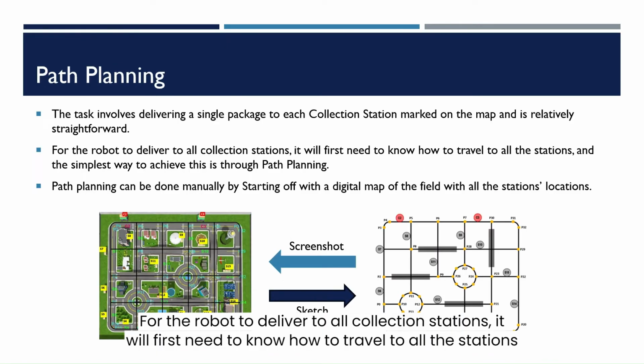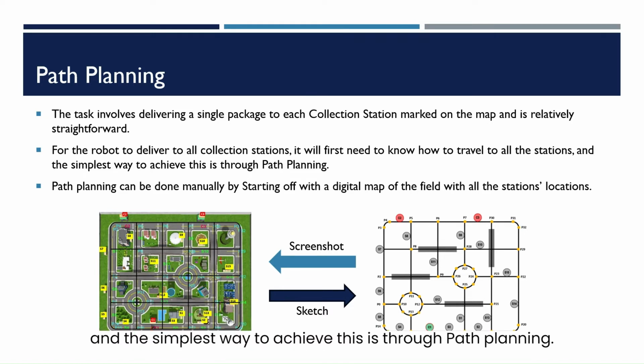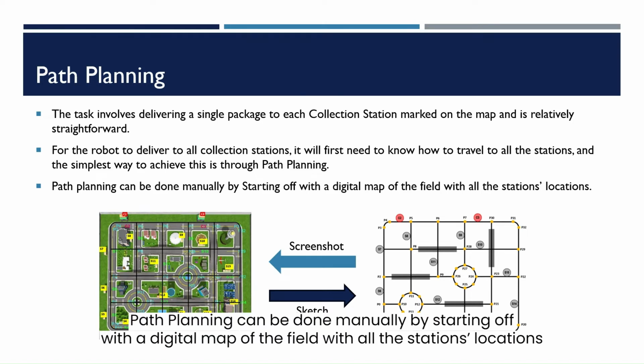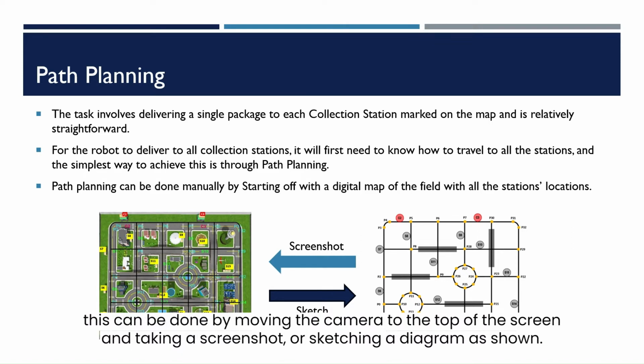For the robot to deliver to all collection stations, it will first need to know how to travel to all the stations, and the simplest way to achieve this is through path planning. Path planning can be done manually by starting off with a digital map of the field, with all the stations' locations. This can be done by moving the camera to the top of the screen and taking a screenshot, or sketching a diagram as shown.